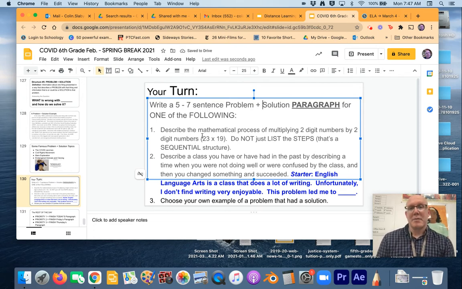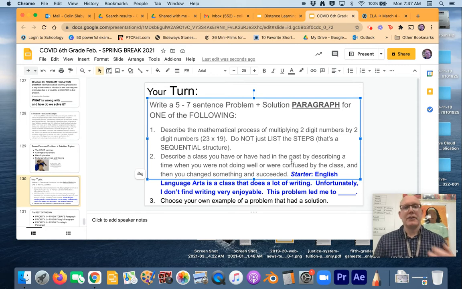A, describe the mathematical process of multiplying 2-digit numbers by 2-digit numbers. As an example, 23 by 19. Do not just list the steps. That's a sequential structure. So this is an easy one because literally problem solution, isn't that math language? So if you want an easy paragraph to write, then describe how one solves the problem of 2-digit numbers by 2-digit numbers. If you memorize your times tables, 9 times 9, automatic, right? But when I start doing 23 times 19, I can't do that in my head. So describing that process is literally a problem solution paragraph.